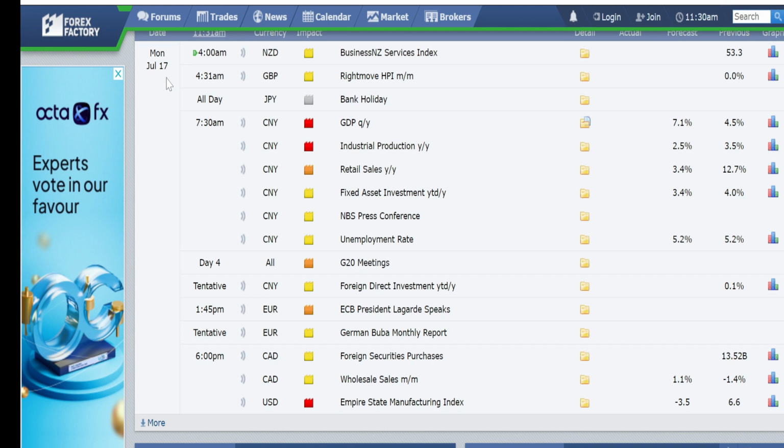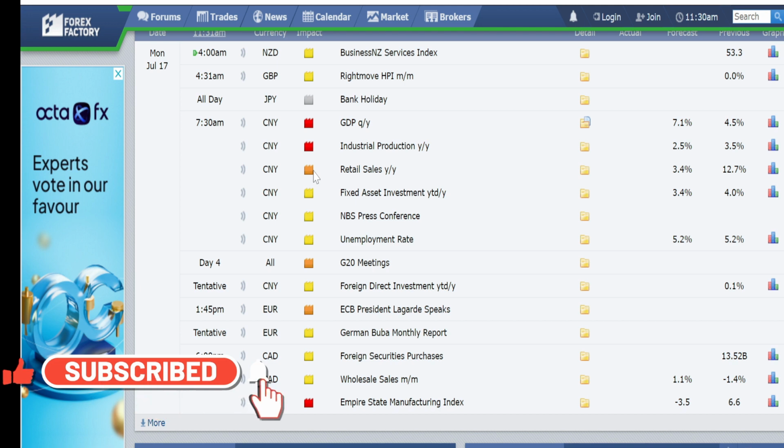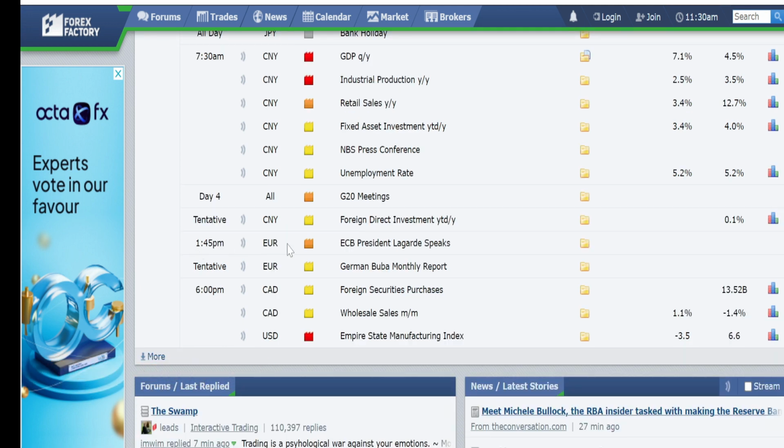Before that, when we look at the economical events plan for Monday, July 17th, we have Japanese bank holiday. At 7:30 AM, we have high impacting and medium impacting news planned for Chinese yuan related currency pairs. At 1:45 PM, we have medium impacting news planned for euro related currency pairs. And at 6 PM, we have high impacting news planned for US dollar related currency pairs.